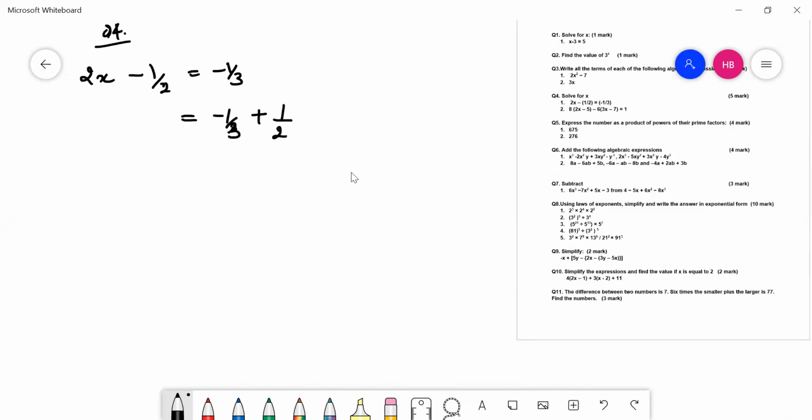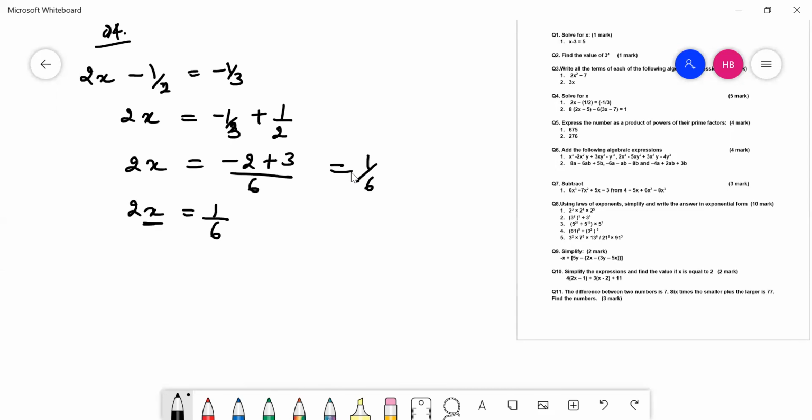So I'll write 3 properly here. 2x. You have to do fraction addition over here. So we will take the LCM 6. 3 2s are 6, so minus 2, 2 3s are 6, 3. So it will come 1 by 6. So 2x is equal to 1 by 6. Now what I have to do, I have to eliminate the coefficient of x so that I get x on one side. So if I remove 2 from my LHS, it would be 1 by 6 into 2, which will give me 1 by 12.